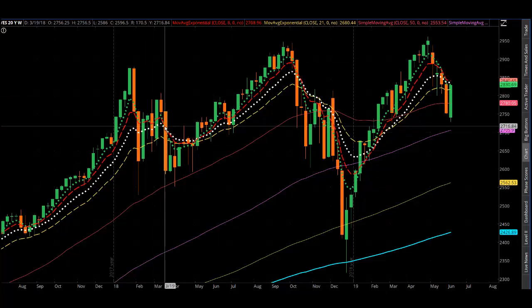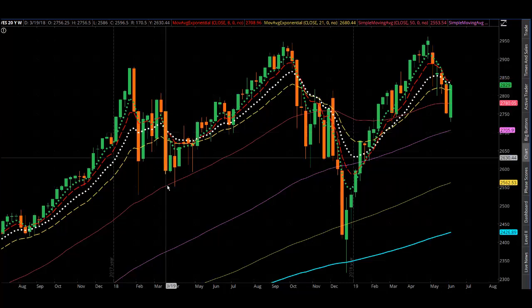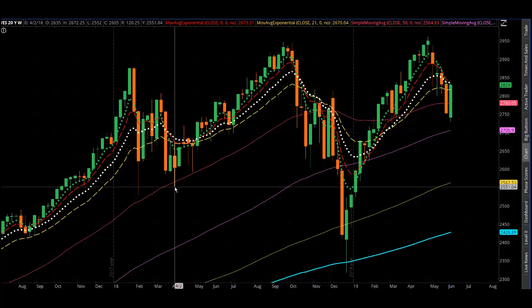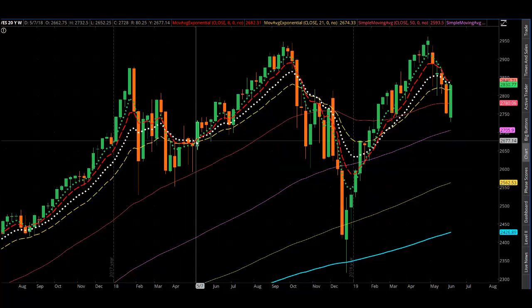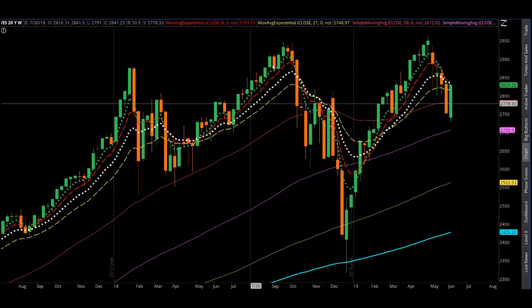So we had the 5 period cross the 13 period right here, and markets broke from about 2,700 to a low of 2,550, then rebounded, and then you can see it cross back up here back in May of 2018. And we had a nice trend back up, peaked out.